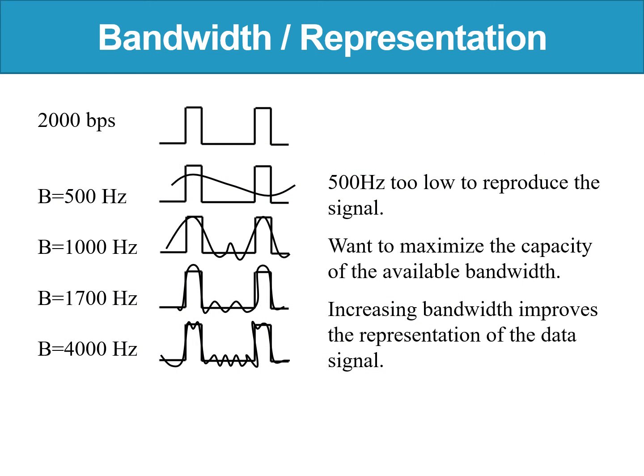So the bandwidth and the representation. Here we have a 2000 bits per second signal. If the bandwidth is 500 Hz, it means that it's too low to reproduce the signal. So we cannot replicate the signal. Meanwhile, for a greater value of bandwidth, increasing the bandwidth improves the representation of the data signal, so it can replicate the signal.